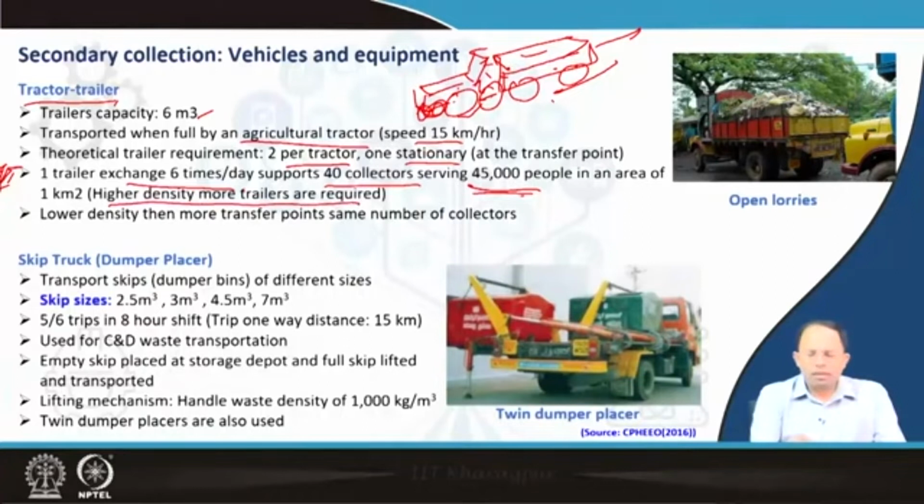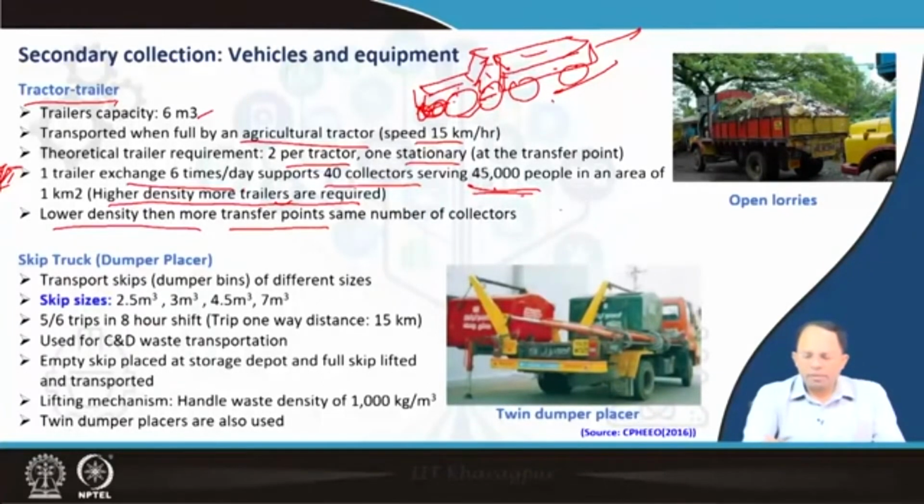If the density increases, of course, that means more waste would be generated. If that is the case, then one trailer is not good enough. We have to add further trailers. Whereas if the density is low, then we have to have multiple transfer points.